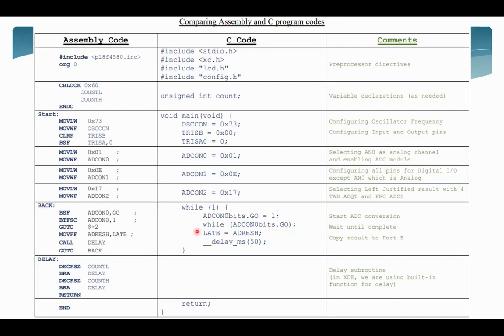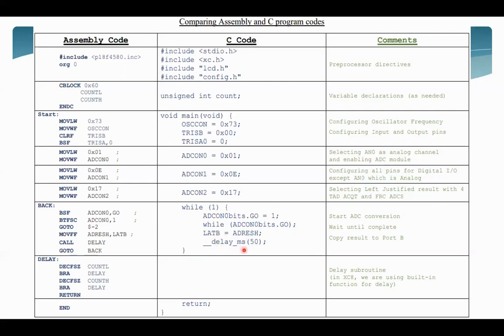It comes out of the loop and it comes here: move FF AD result high byte comma latch B. So AD result high byte is copied to the latch B register. Similarly, in C, latch B equal AD result high byte. So we can copy the result directly in this way.